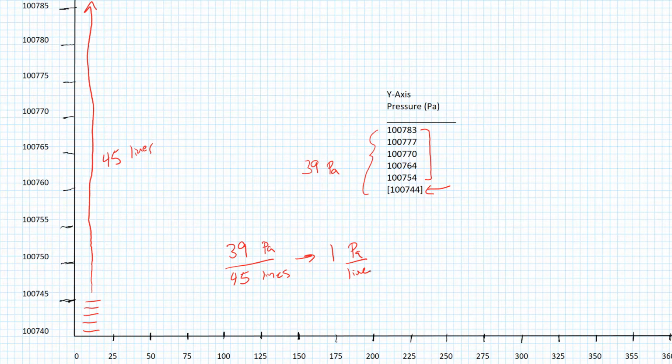on my graph paper. That means that if I started at 0, I'd be 1 pascal, 2 pascals, 3 pascals, 4 pascals. I'd have to have a really big piece of graph paper because I'm plotting 100,745 pascals. But I don't have to start at 0. I can start at 100,740. That's a little bit smaller than my smallest pressure I measured.